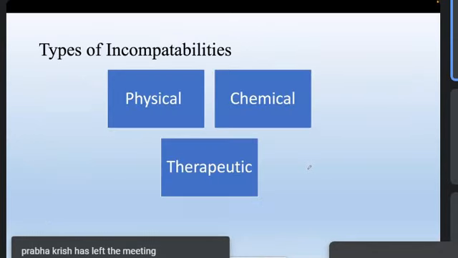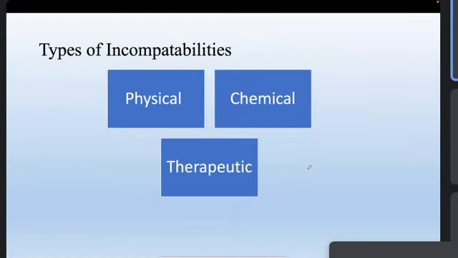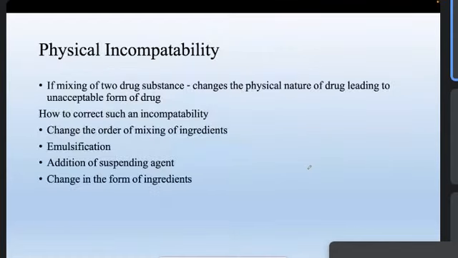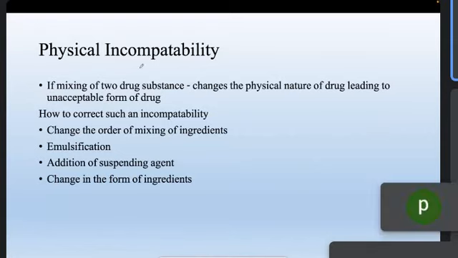So we have three types. One is physical, one is chemical, one is therapeutic. In cases of physical incompatibility, for example, if you're mixing two drug substances, maybe the physical nature of the drug will not mix together. So that may tend to form an unacceptable form of a drug. That is, it may be different in the looks, or it may be different in the form, the way it is being taken. Okay, so that is physical incompatibility. It is mainly in the appearance of a drug.